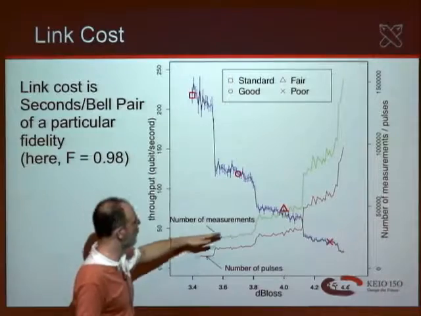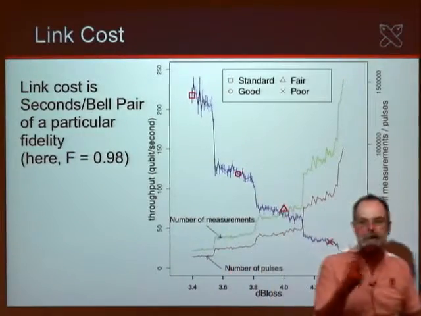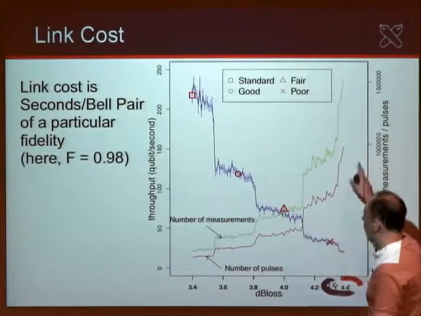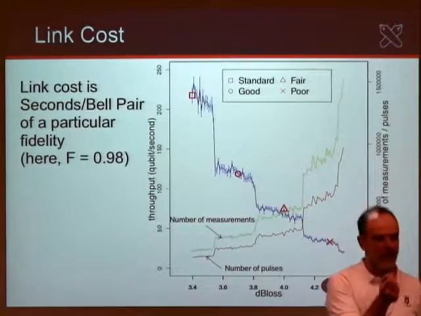The green curve here is the number of measurement operations done in the network as a whole. So this is single hop stuff, so this is at the 2 ends of our single hop. The red line is the number of pulses you put into the fiber.